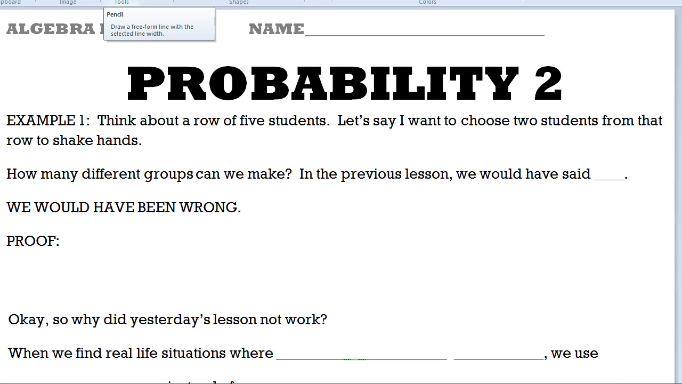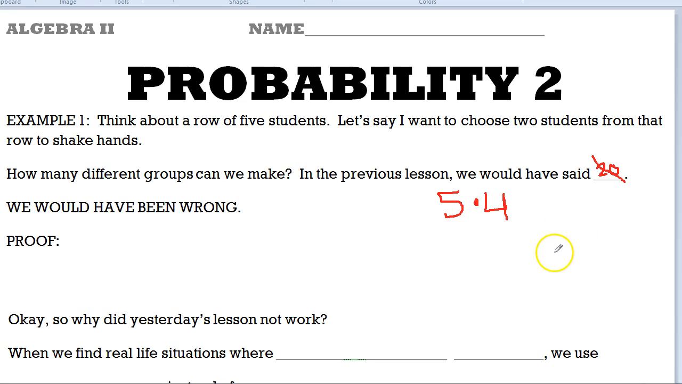Well, according to the last lesson, you would have gone with the number 20 as your answer. You would have said there are 20 different ways that these students can shake hands, because you would have said, well, I've got 5 students to choose from, and as soon as I've chosen one of them, that leaves me with 4 students left, so you would have said 20. Yeah, there's a problem. That's wrong.